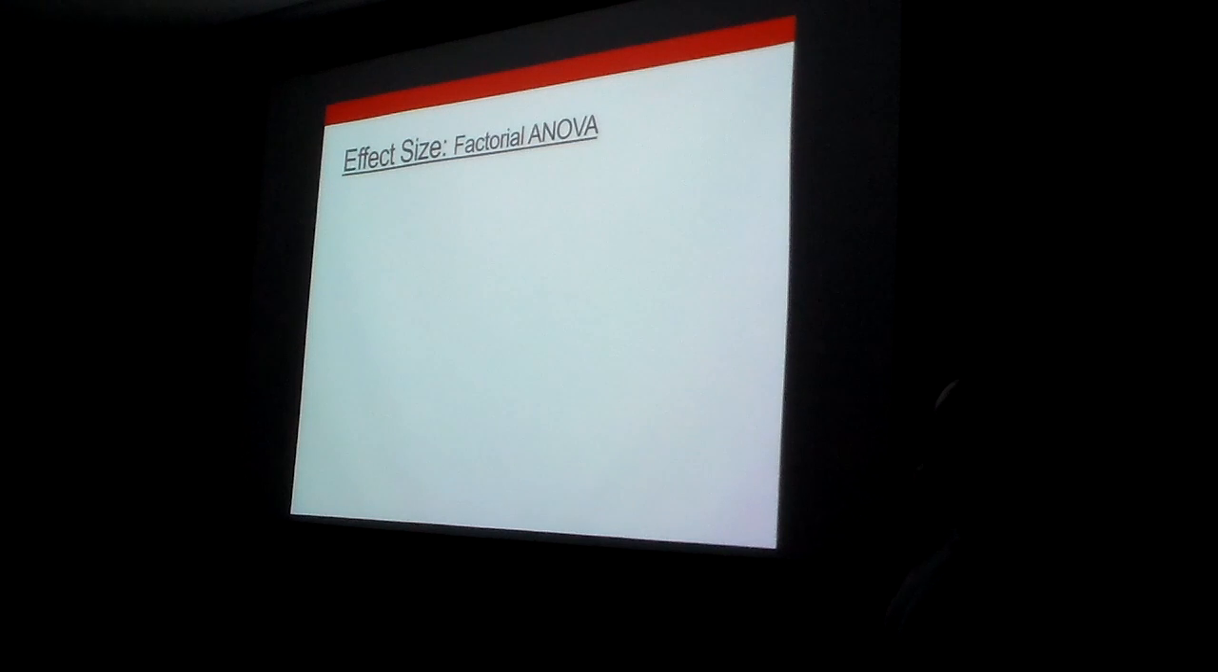So, I'm going to finish up here with some effect size stuff, okay? So with our factorial ANOVA, we can calculate our eta squared. Eta squared is pretty easy. Eta squared is just our sum of squares effect divided by our sum of squares total. Okay? Can someone remind me, what's our practical interpretation of eta squared?